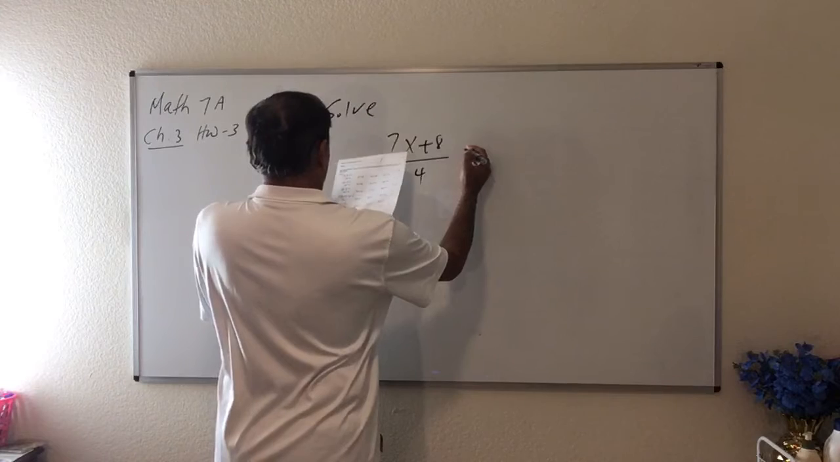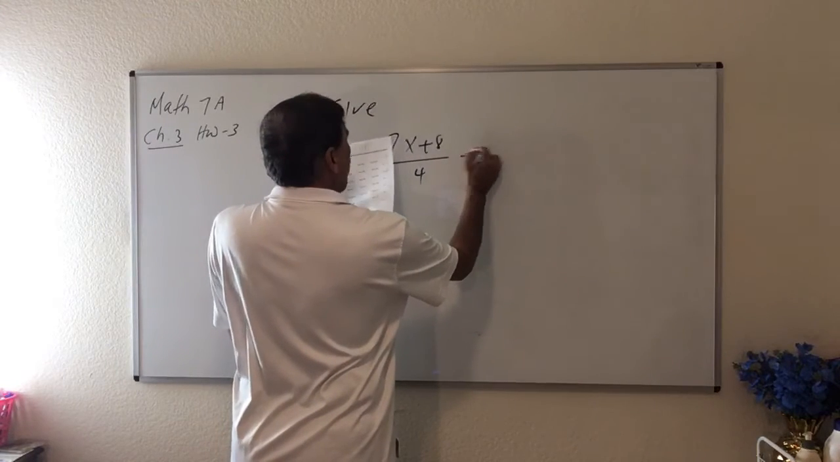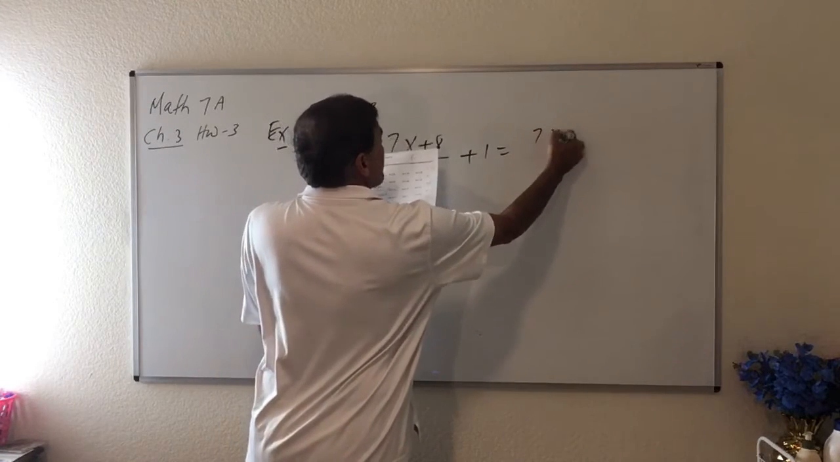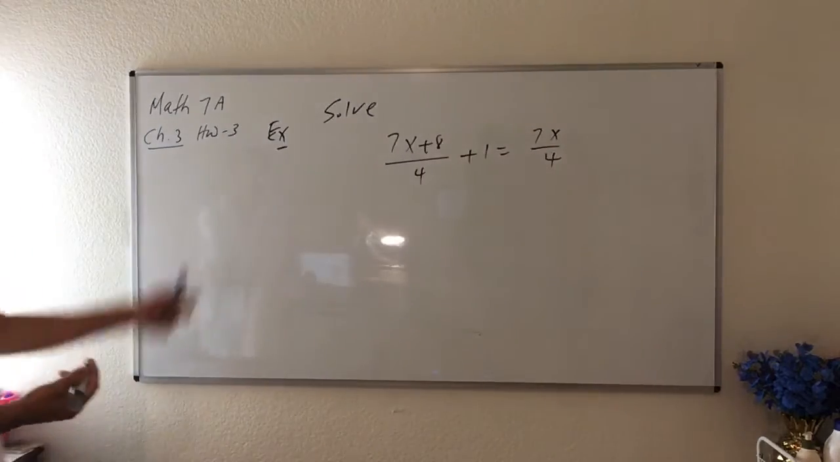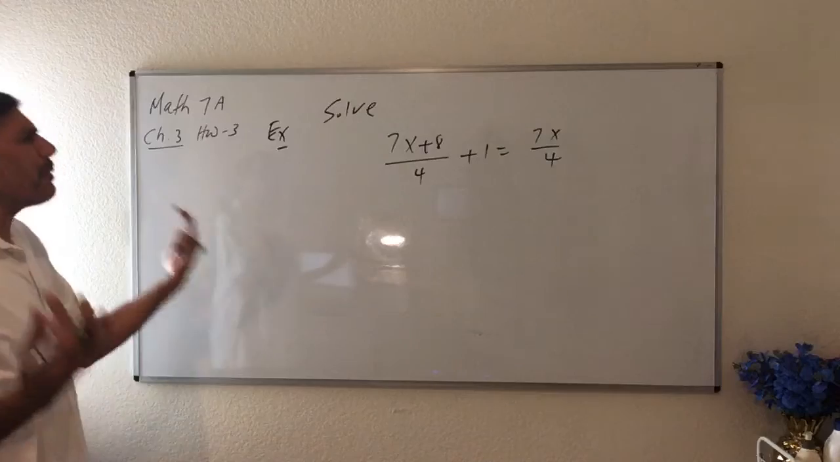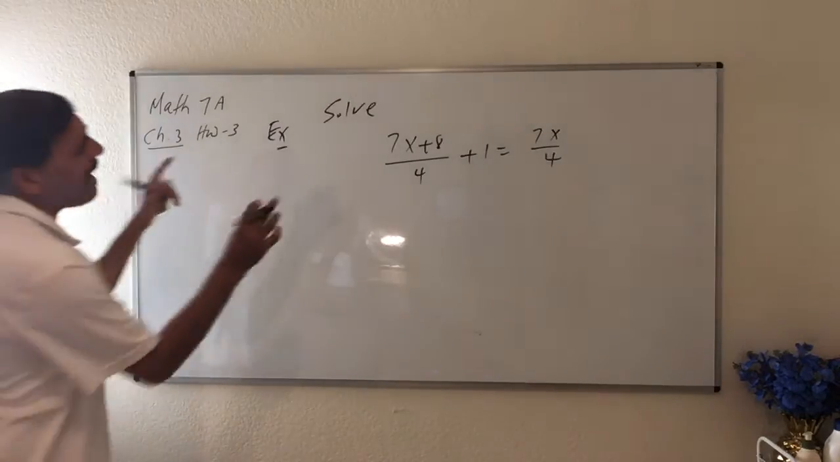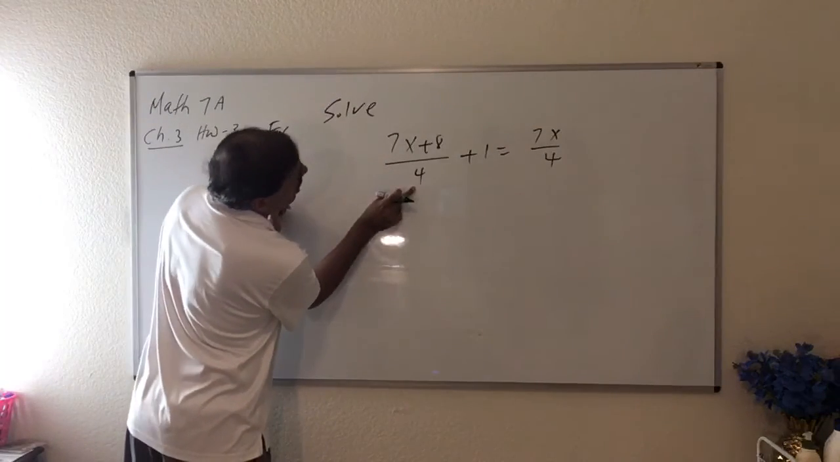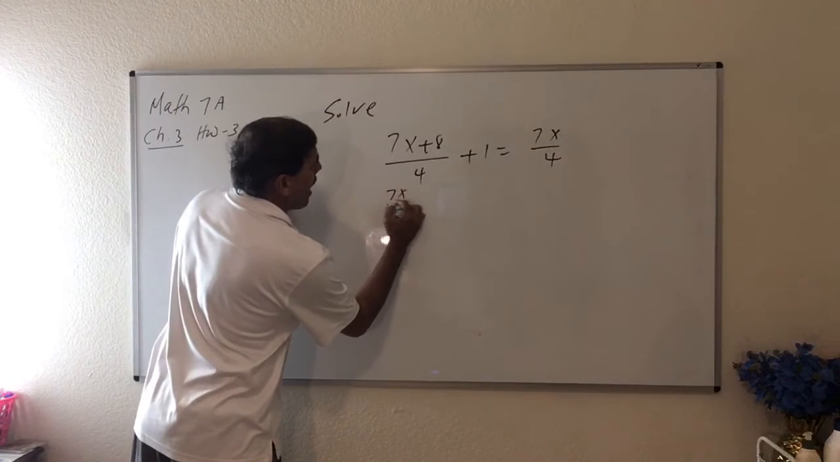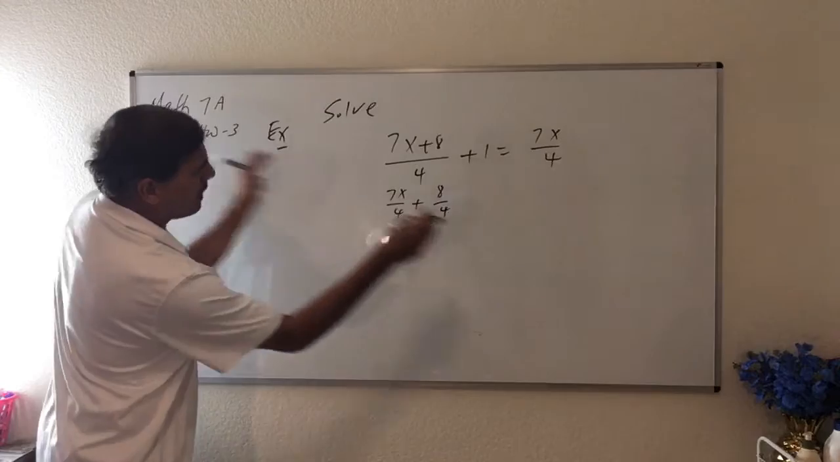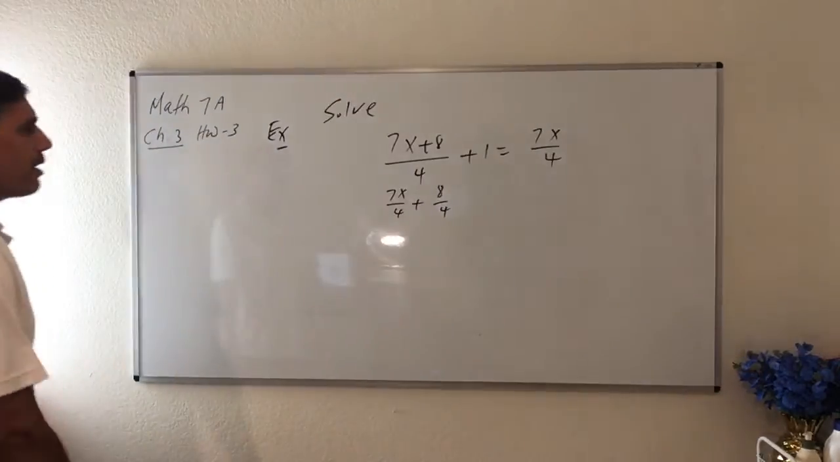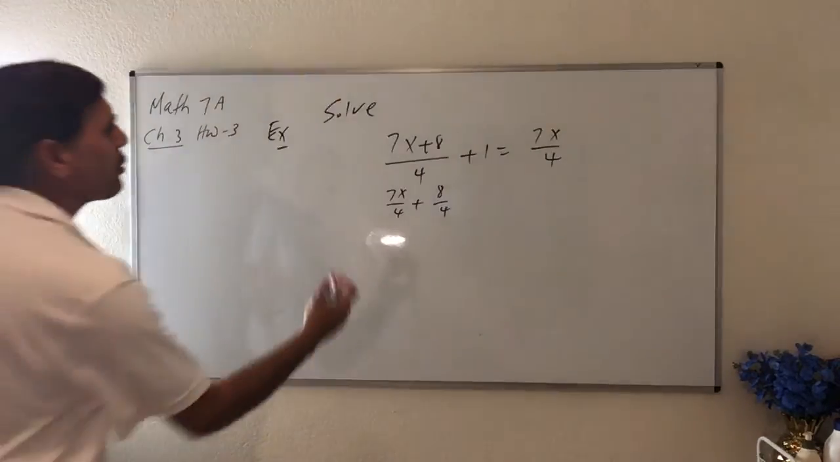Plus 1 equals 7x over 4. Okay, so you can leave as is. Some people sometimes get confused, so I'm going to ask you to split these. This is a common denominator, so I'm going to write it this way: plus 8 over 4. So look, we split. We give each term its own denominator, so you can see clearly what's going on.